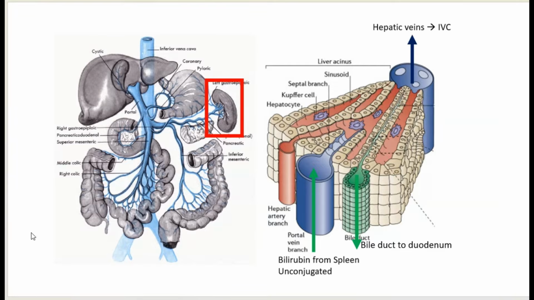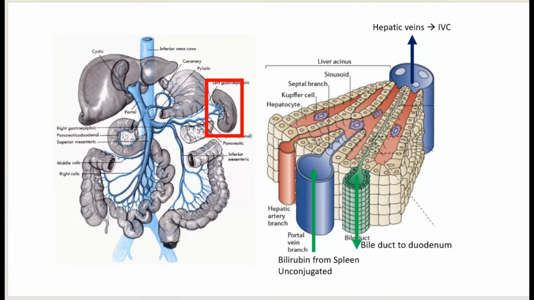A common misconception that we all must have had at some point in our lives is that bilirubin is produced in the liver, whereas more than 90% of bilirubin production happens in the spleen, where senescent RBCs are broken down, hemoglobin is broken down, and eventually unconjugated bilirubin is produced. This is carried via the splenic vein and portal vein to the liver.